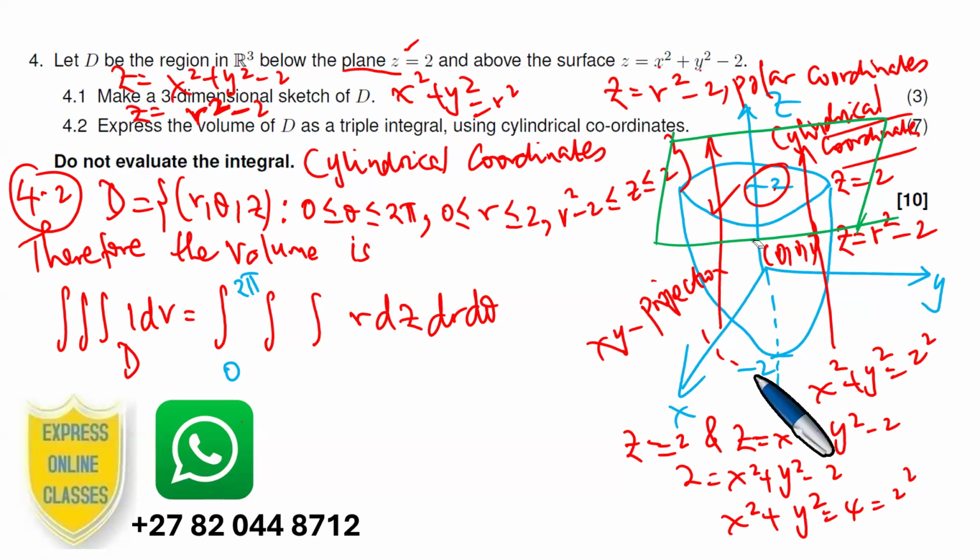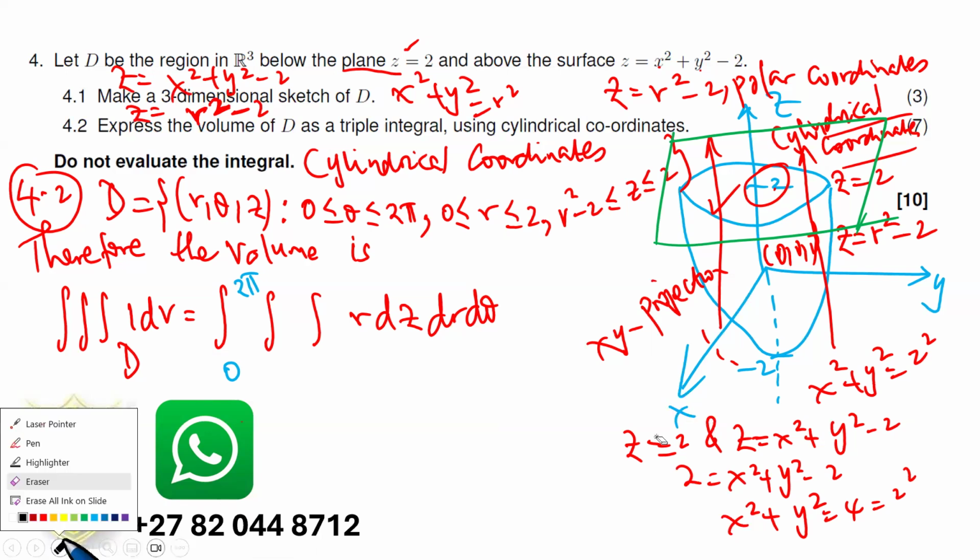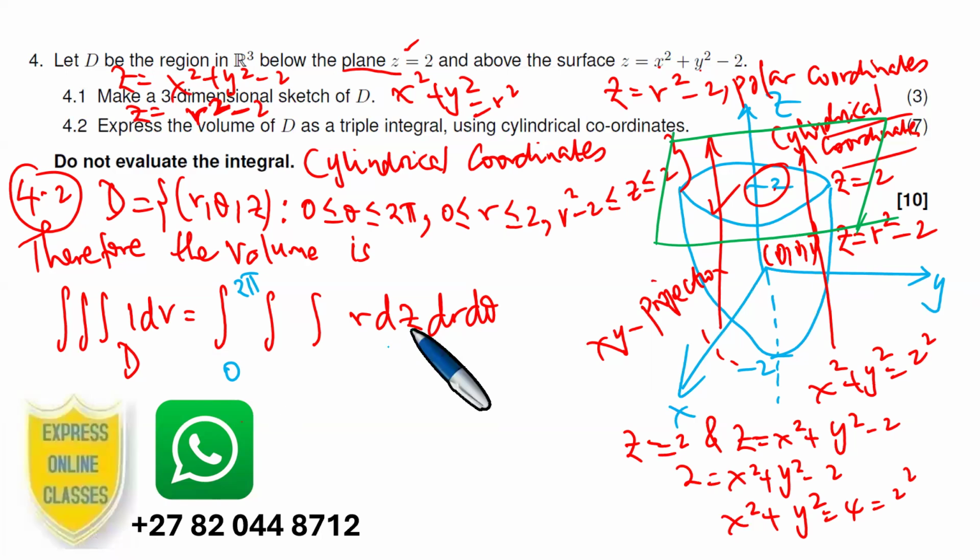If you project it, you squash it, you force it down, you look at its shadow, which is the xy projection on the xy plane. The x-axis and y-axis form the xy plane, if you imagine z, the perpendicular axis, removed. With that mentioned, we can say the radius is 0 to 2, and z is from r squared minus 2 to 2.